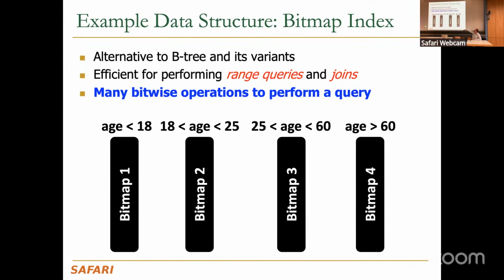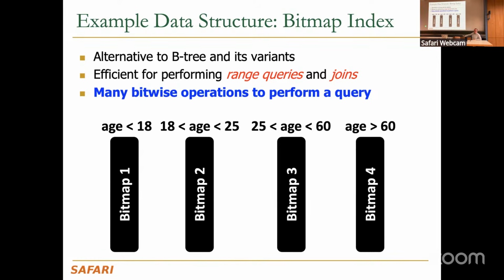Let's assume that your database contains a database of people, and you want to classify some ages. And these are maybe very commonly used categories for ages. And you have a bitmap. Let's assume that this is 8 billion people, smaller than the population of the world today, but close enough.